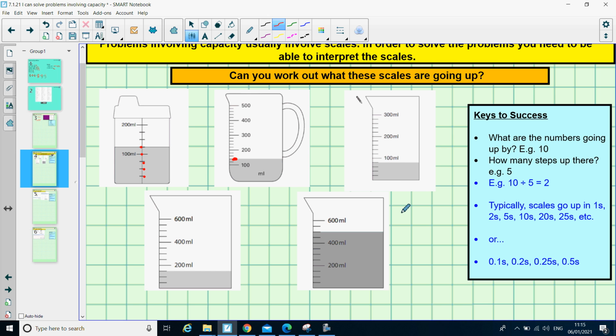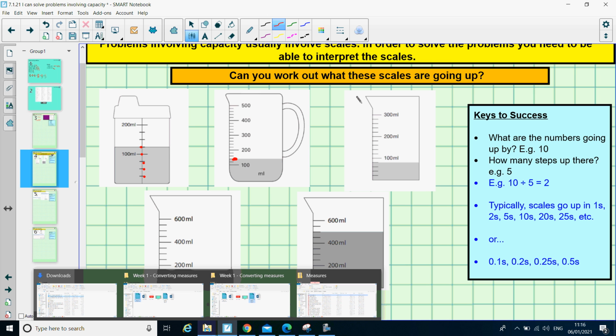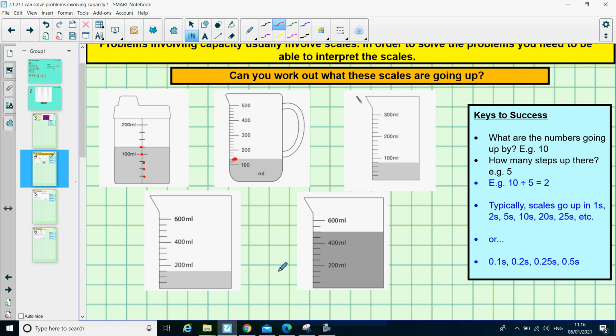Okay. Jug number 3 then, hopefully you spotted it's going up in 20s, and there's therefore 80 millilitres in jug number 3. Jug number 4, hopefully you spotted it's going up in 50s this time. So we've got 50, 100, 150, 200, and the amount of water therefore in that jug is 150 millilitres.